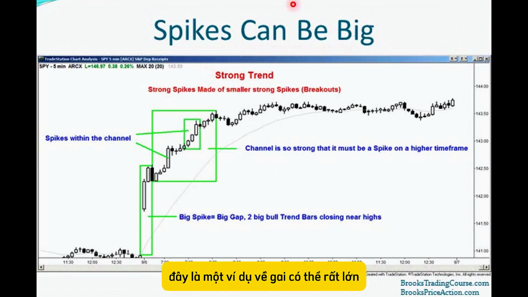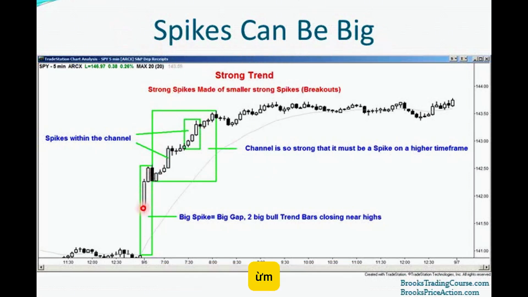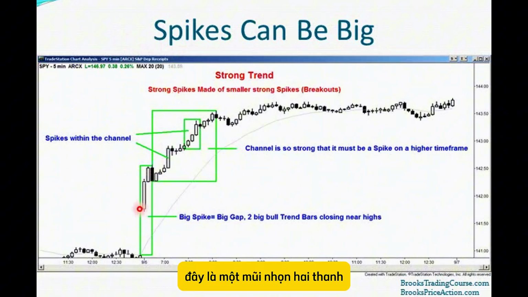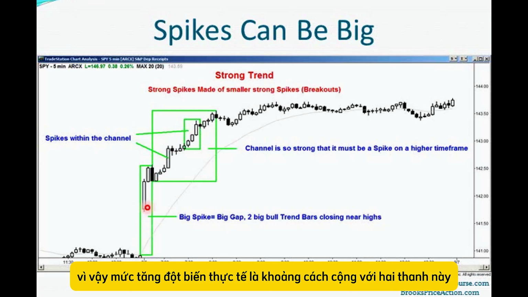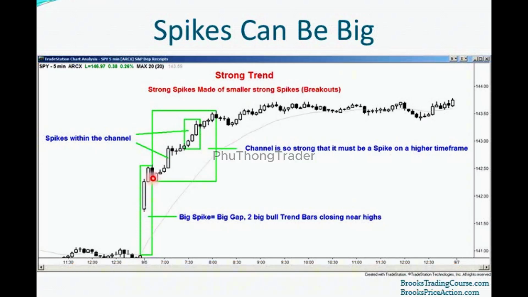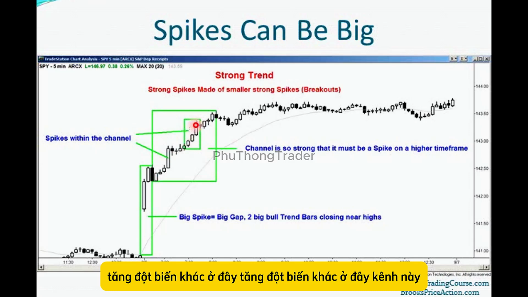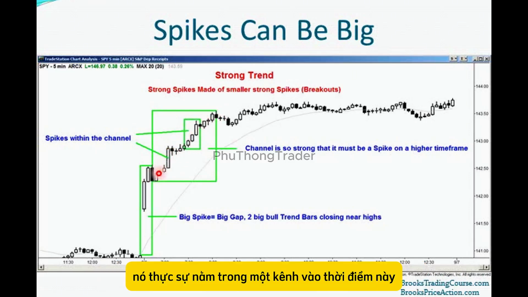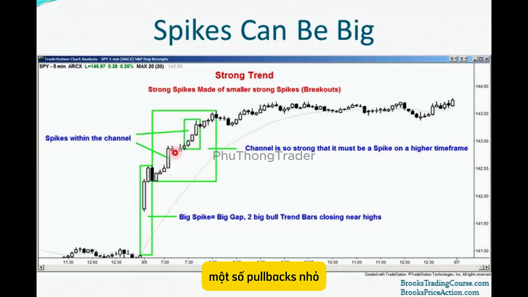Here's an example. Spikes can be very, very big. Here's a 2-bar spike, but it's also a continuation of the gap up. So the actual spike is the gap plus these 2 bars. And then we have another spike here, another spike here, another spike here. This channel, it's actually in a channel at this point because we're getting some overlap, some little pullbacks.